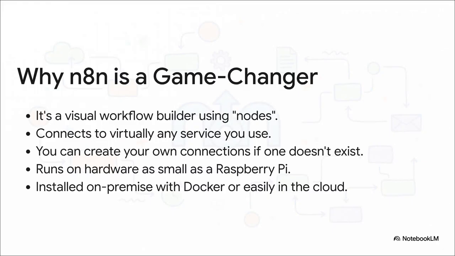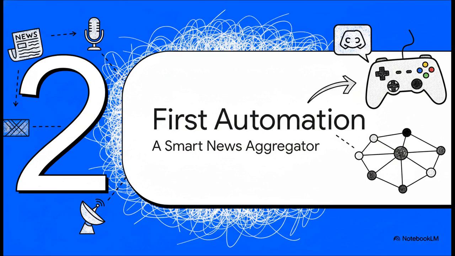It's a visual builder, right? So you're not writing a ton of code, you're just connecting these little blocks called nodes to build your automations. It's so lightweight it can run on a tiny Raspberry Pi. And the best part? Since it's open source, if you need to connect to some obscure service and there isn't a node for it, you can just build your own. That's true power.